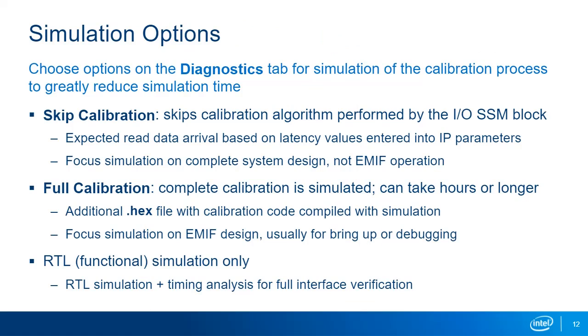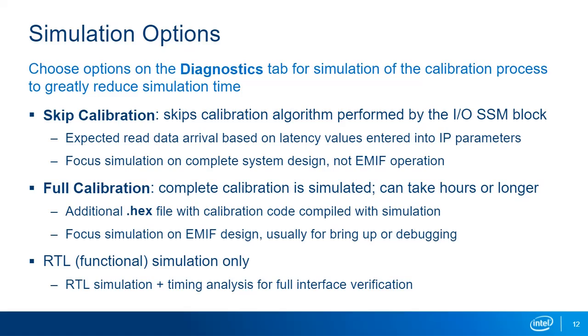As with previous memory IP, you can choose in the parameter editor on the Diagnostics tab whether to skip memory calibration during a simulation or to simulate the full calibration process. In most cases, skipping calibration is recommended, and it is the default option. The expected read data arrival times used for the simulation will be based on the latency values that are specified in the parameter editor. Skipping calibration can greatly speed up simulation time, allowing you to focus simulation efforts on the overall system design instead of a detailed analysis of the interface's operation.